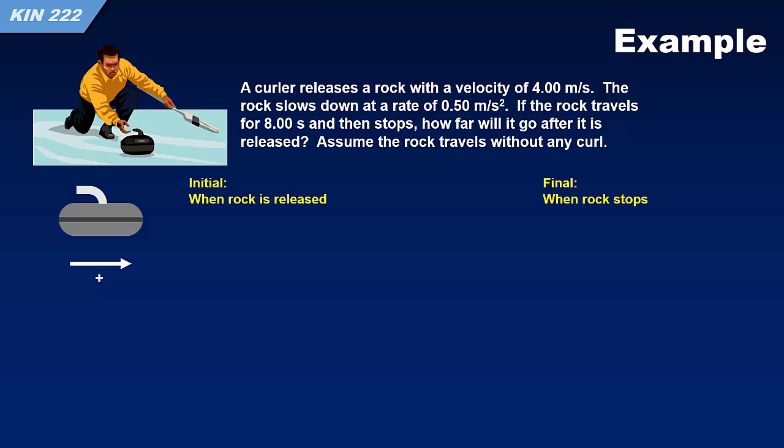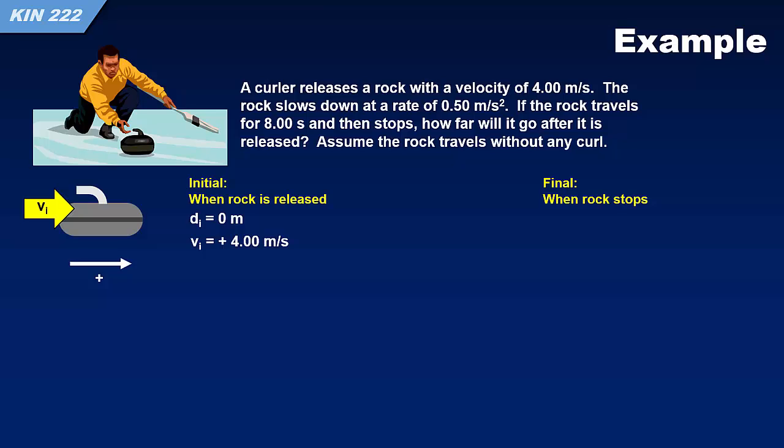And then the next thing we should do is figure out what we know in terms of the kinematics about those initial and final conditions. Under the initial condition, since we're only interested in how far it's going after it's released, we can say that our initial displacement is 0 when it's released. We also know the initial velocity: it's 4 meters per second. And since we've already decided that the coordinate system points in the direction the rock was released, our initial velocity is a positive 4 meters per second.